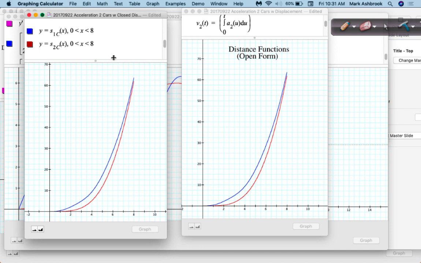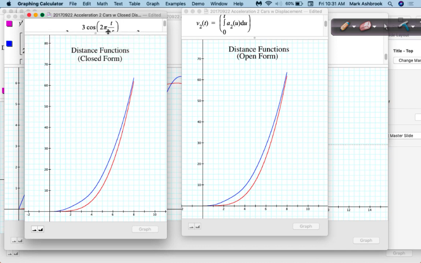So that's underscoring the difference between closed form and open form. Closed form, rapid results. The graph just instantaneously pops up. Open form, even technology takes a long time.